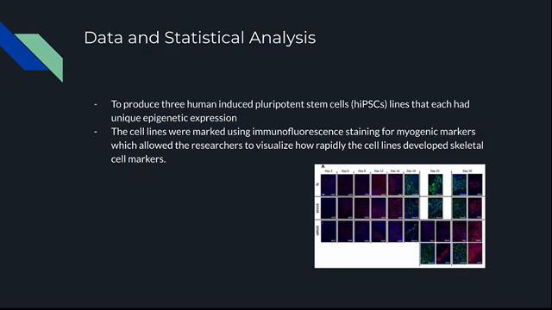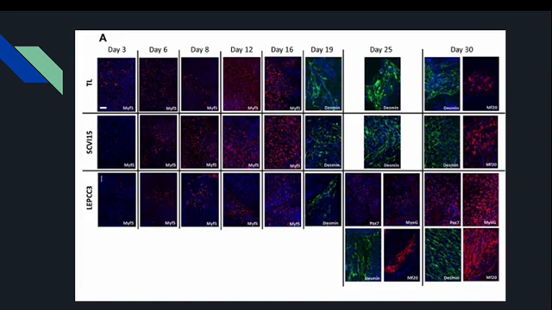This allowed the researchers to visualize the cell growth by taking images of the cell lines at different time points. In this image, it can be seen how the marker MYF5 progresses in the different cell lines throughout the days 3 through 16. As the cells progress through time, they show different expressions of the marker gene.